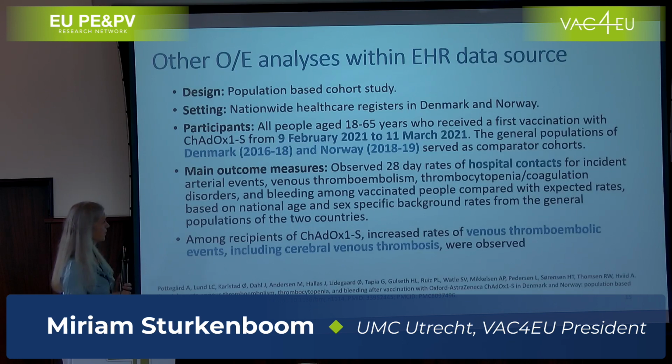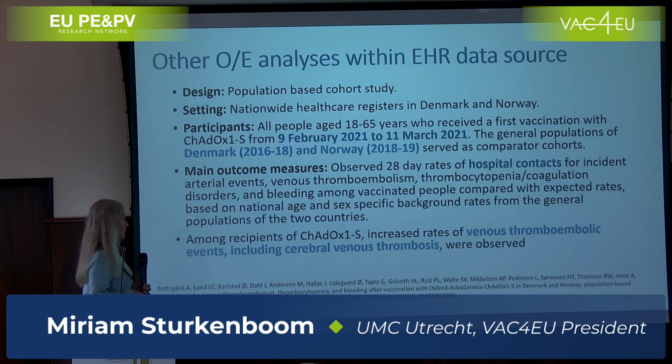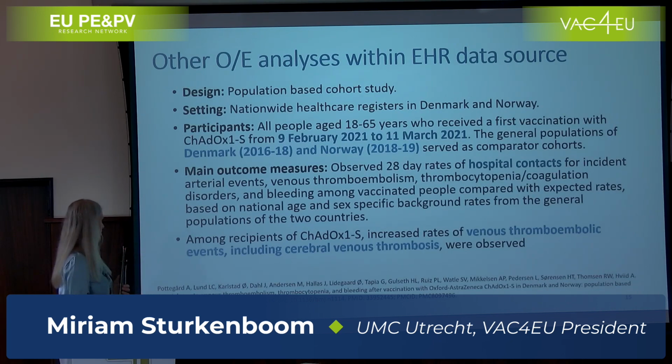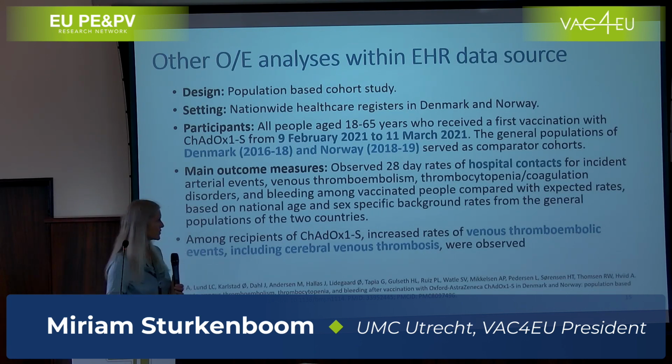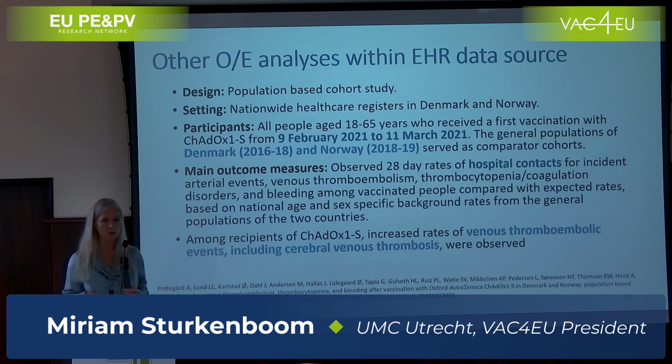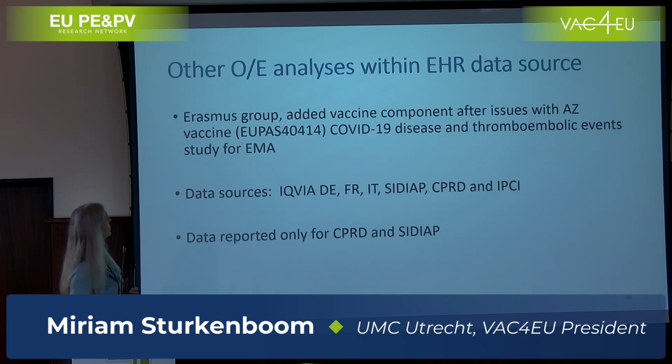The main outcome was also 28-day, and they looked at hospital contacts, and they noted that among recipients of the ChAdOx vaccine, increased rates of venous thromboembolic events, including CVST, were observed. So also higher observed than expected. This is just another way to do observed expected: instead of observed from spontaneous report, use the same populations to do observed expected. And I think we need to discuss what place that has in comparison to the observed expected that we just have from spontaneous report.